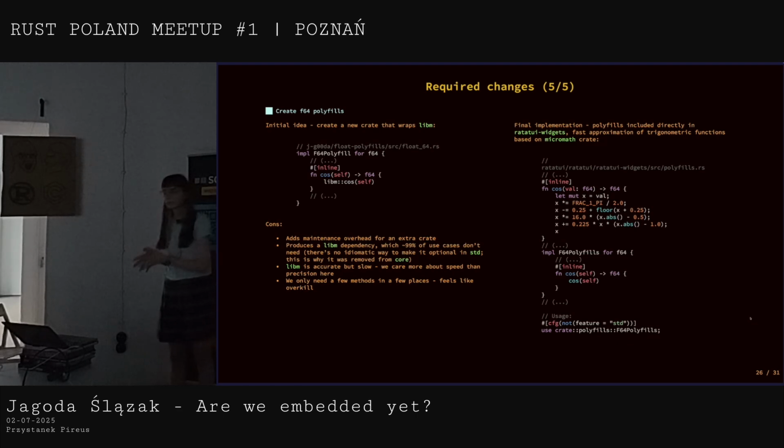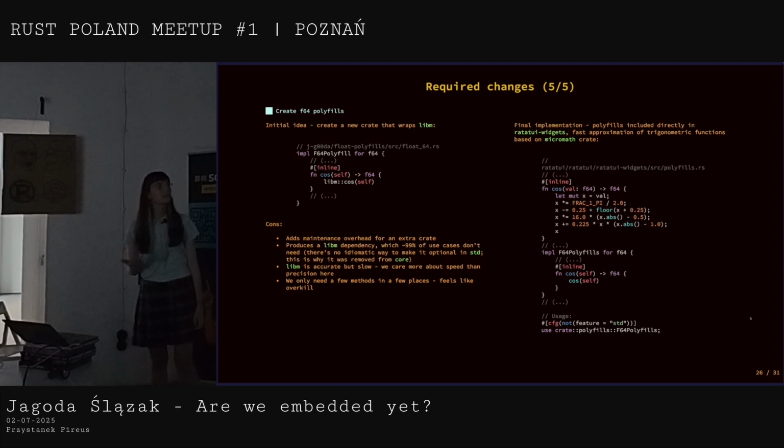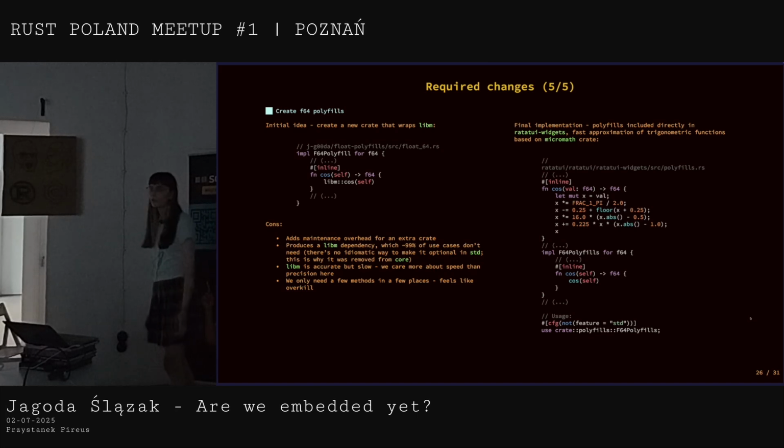And how can we make it faster? Well, we don't need that much precision. So because of that, and because we don't want another dependency that most people won't use, we just implemented polyfills inside Ratatouille. It was just a few, I think it was 4 methods that we actually needed: cosine, sine, I think rounding, and bool add. And it was all we needed, so it's pretty short.